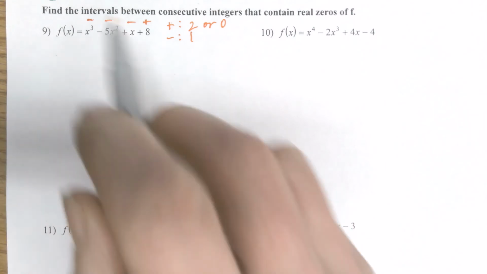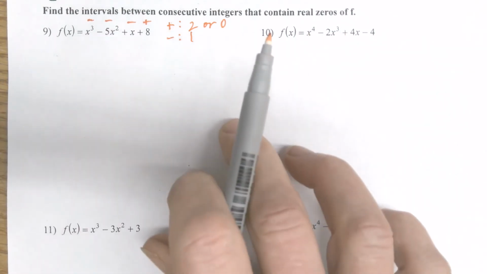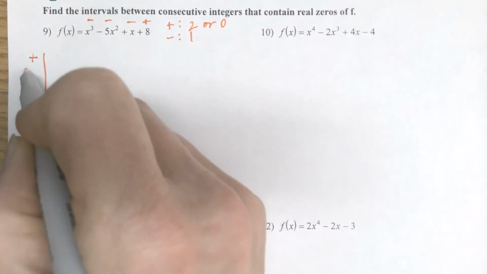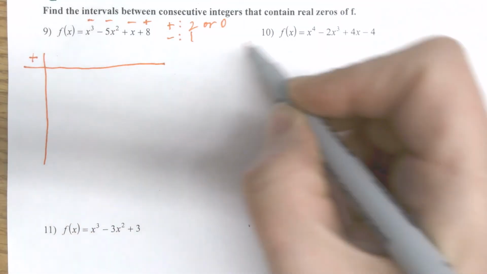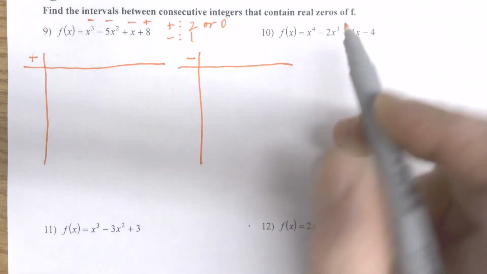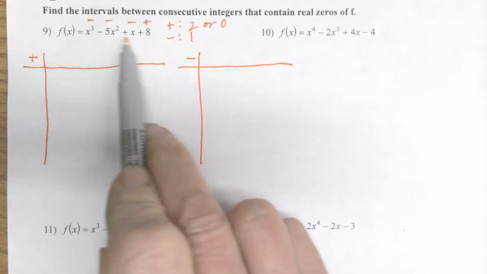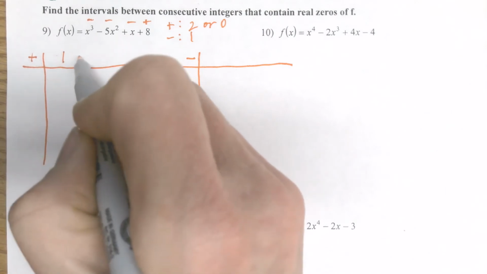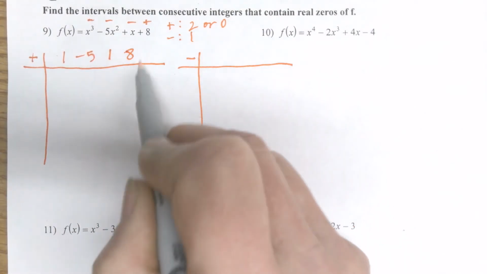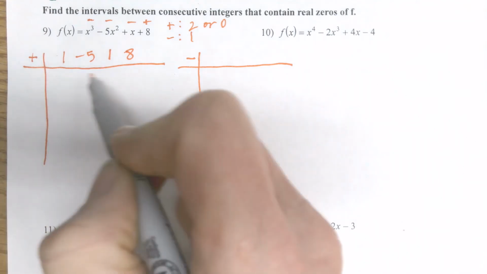I'm going to set up two separate tables here. One for positive zeros and one for negative zeros. And I didn't give myself a whole lot of space, sorry about that. Then I'll plug in these values. This is 1, -5, 1, and 8. Actually, I gave myself too much space is really what I did.